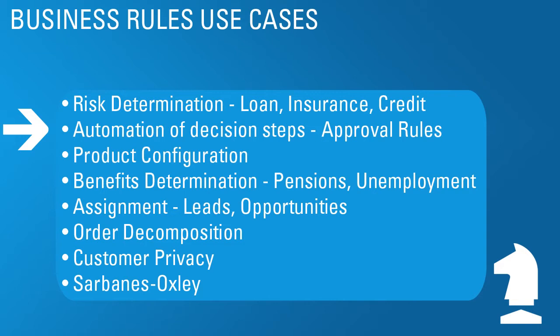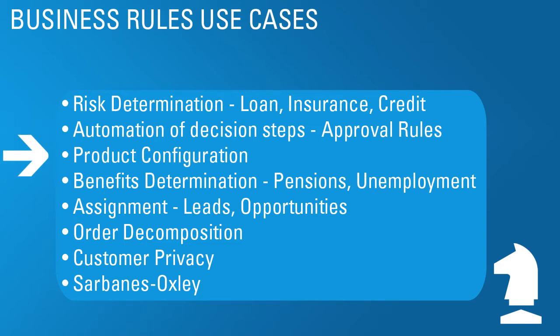Sometimes you can automate it. Sometimes it's very low risk, not a high amount of money. Those kinds of things can be automated. And then other times you want to go through multiple layers of approval. And that's a very common example. But you can imagine other kinds of approval rules where you would want to determine that using a business rule.